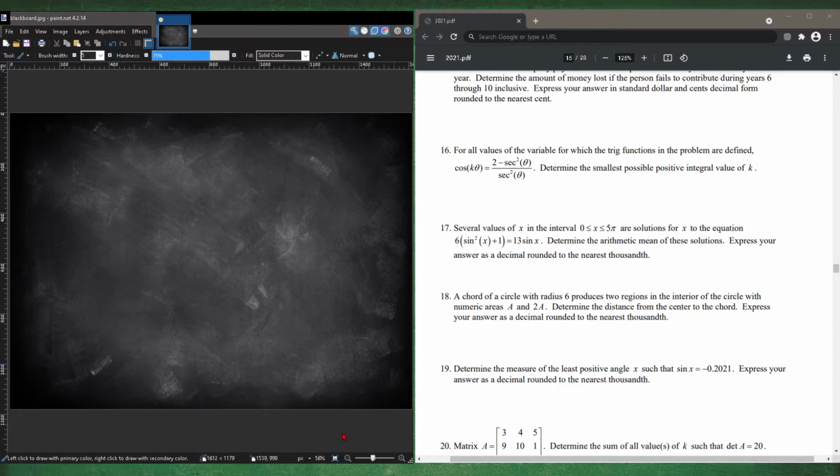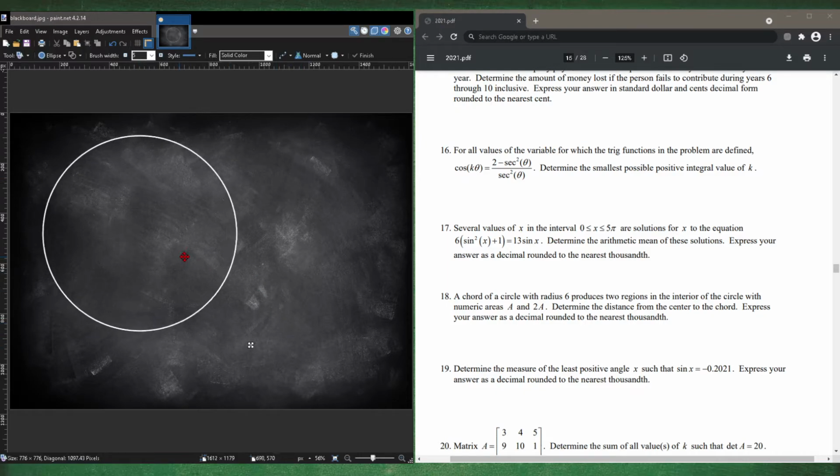Okay, question 18. A chord of a circle with radius 6 produces two regions in the interior of the circle with areas A and 2A. Determine the distance from the center to the chord. So this is going to be another calculator question, but first you're going to have to set it up.